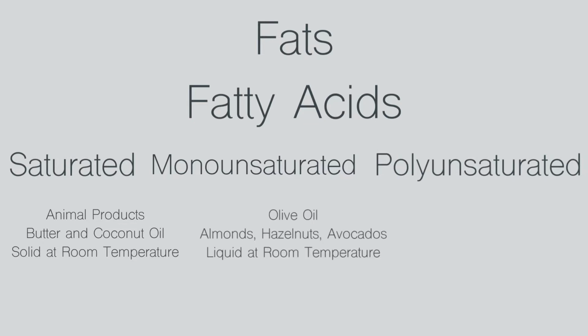Monounsaturated fatty acids are typically liquid at room temperature, but can solidify in the refrigerator. The classic example of monounsaturated fat is olive oil. But we also have oils from almonds, hazelnuts, and even avocados are considered monounsaturated. Examples of polyunsaturated fats are our vegetable oils, mostly seed oils, soybean, flaxseed, sunflower, and also fish oil.